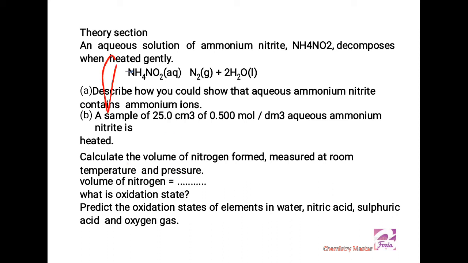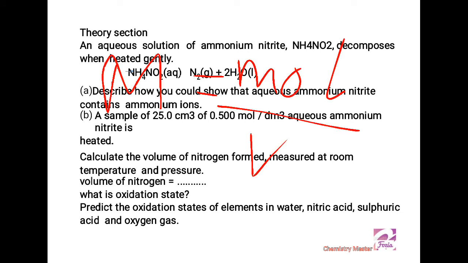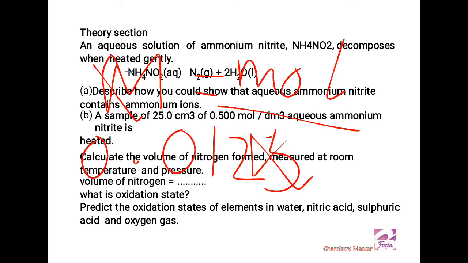You know the molarity is equal to the number of moles per volume. You have the molarity and the volume, and when you multiply 25.0 with 0.500, you will get the number of moles, and that is 0.0125. So these are the number of moles of the sample which are taking part in the reaction.